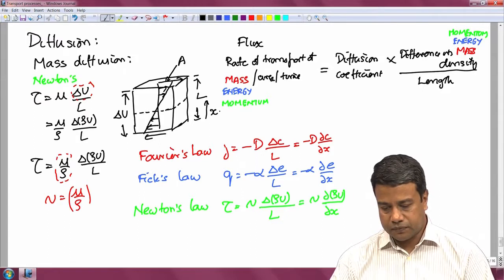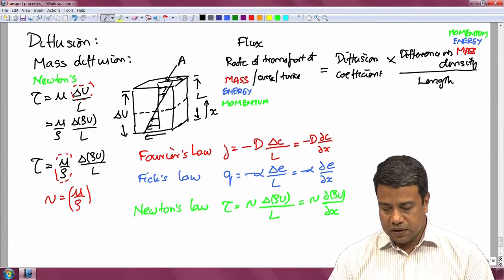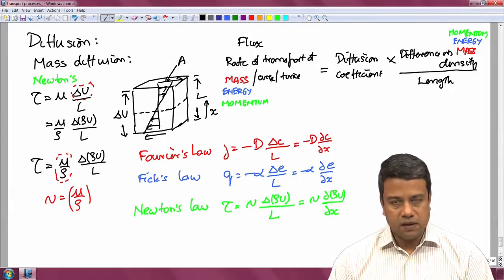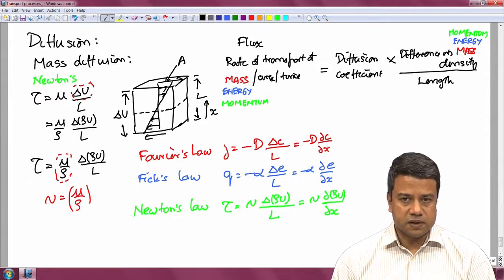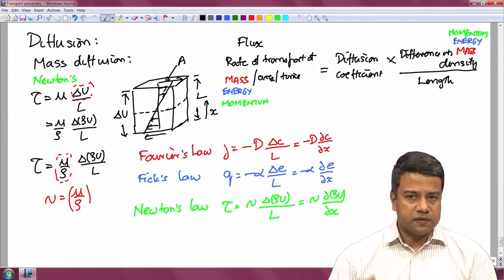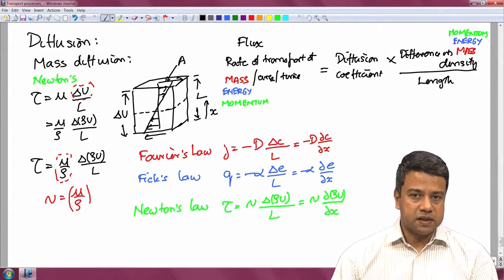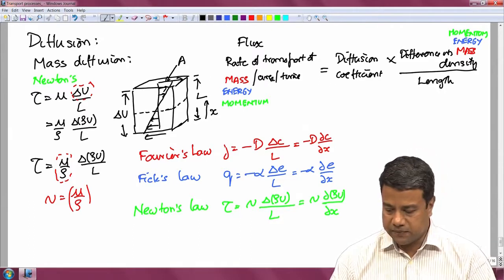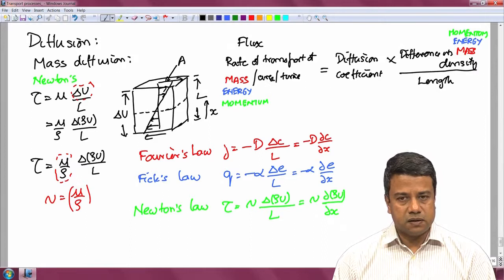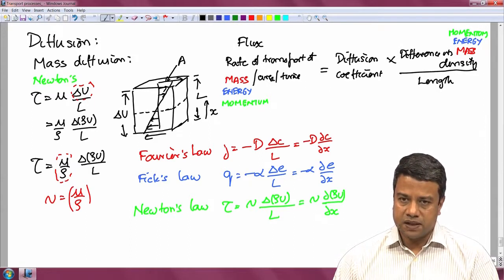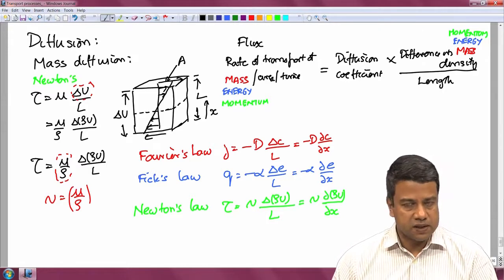The other point to note, in both Fourier's law and Fick's law, there is a negative sign. That is because mass is transported from higher concentration to lower concentration. Energy is transported from higher temperature to lower temperature, or from higher energy density to lower energy density. And Newton's law, we will write it here with a positive sign. I will explain a little later how that positive sign comes about.